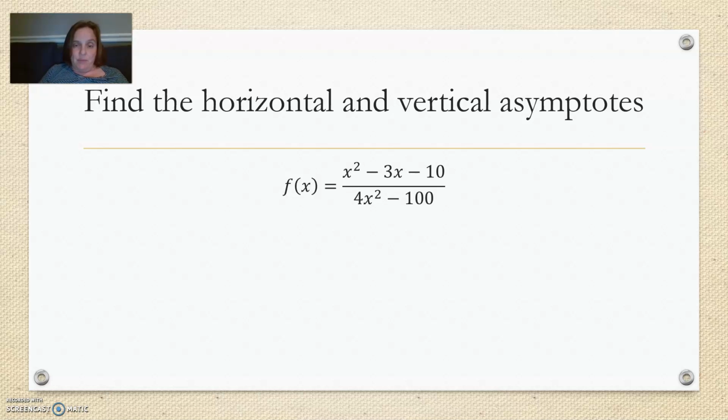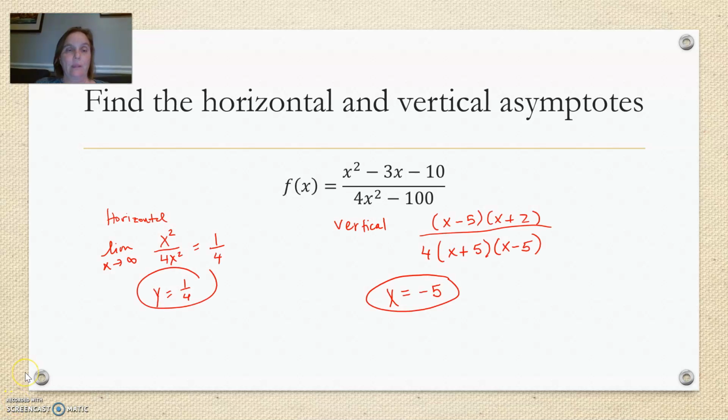Here's an example of finding horizontal and vertical asymptotes. I'm going to encourage you to pause and then come back and view my solution. So pause now. So the horizontal asymptote, I don't have to do any factoring of any kind. I just look at my dominant term. So the horizontal asymptote would be y = 1/4.